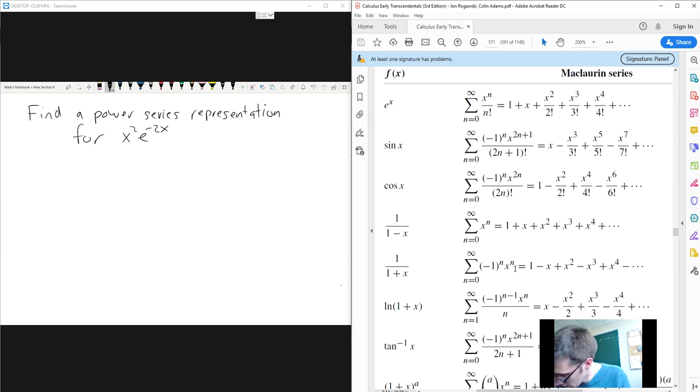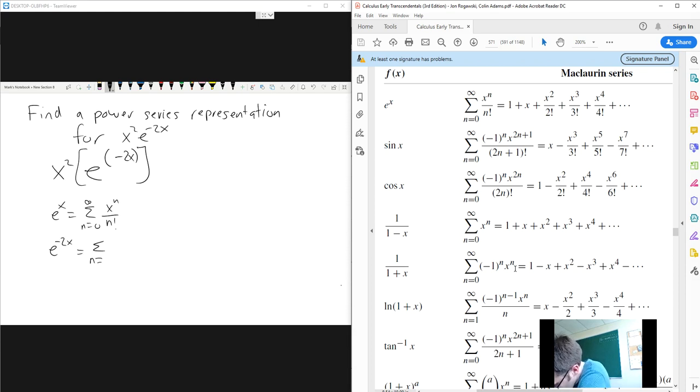So notice, in this case, you can think of that as x squared times e raised to the negative 2x. And if we think of it that way, then we can take what we know about e to the x and apply that to find the series. So let's think about that. e to the x is the sum from n equals 0 to infinity of x to the n over n factorial. What that means is e to the negative 2x must be that same series. The only difference is we've replaced the x's with negative 2x's, and so we'll have negative 2x to the n over n factorial. Or you could even write that as the sum from n equals 0 to infinity.